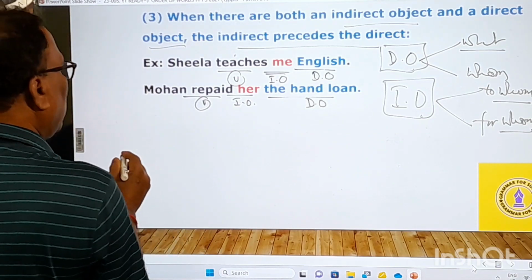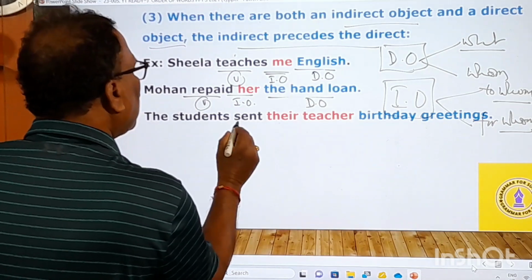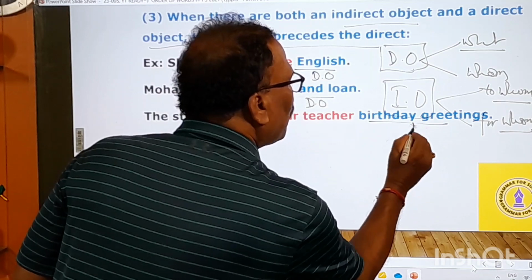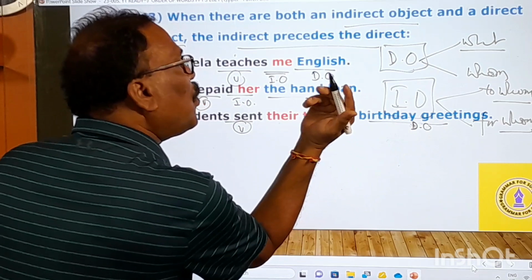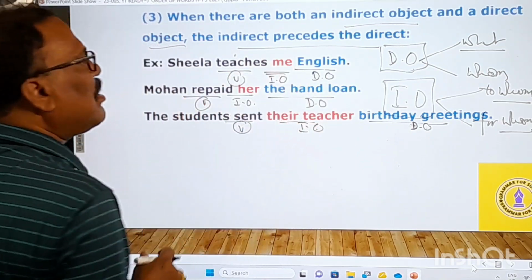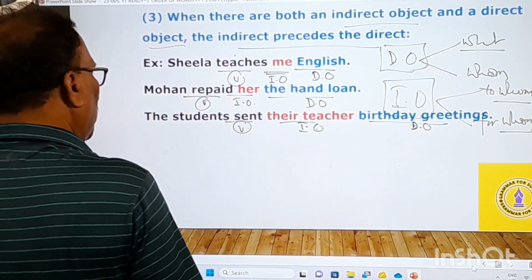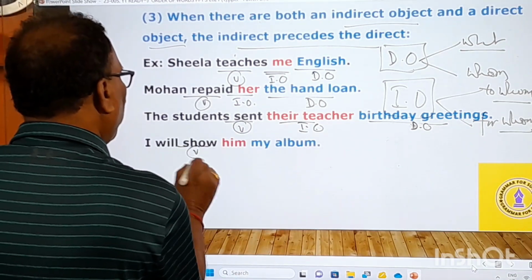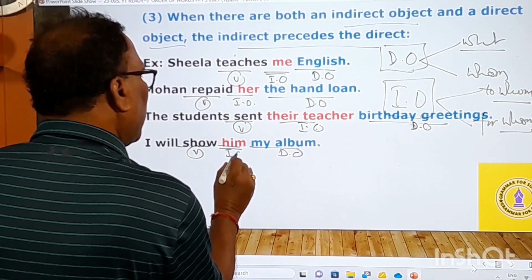And next, what is that? Yes, the students sent their teacher birthday greetings. The students sent what? This is a verb. What? Birthday greetings, direct object. And the students sent birthday greetings to whom? Then indirect object. So all red colored words are indirect objects, and all blue colored words are direct objects. And I will show him my album. I will show, verb. What? My album, direct object. To whom? To him. This is the indirect object.